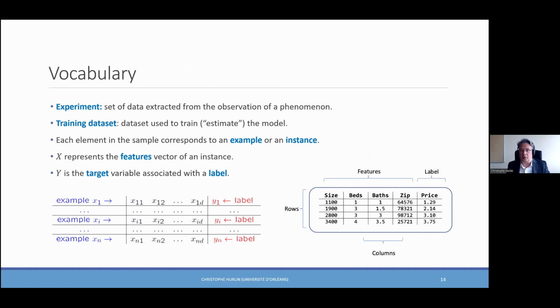So we have to understand all these terms. Before defining them, I have to introduce some vocabulary. In machine learning, we consider an experiment. This is a name in machine learning, and it corresponds to a set of data extracted from the observation of a phenomenon. So this is your Excel file, your data set. Your data set will be decomposed into different parts, and the most important part is what we call the training data set. It corresponds to your estimation sample in econometrics. This is the data set used to train or estimate the model.